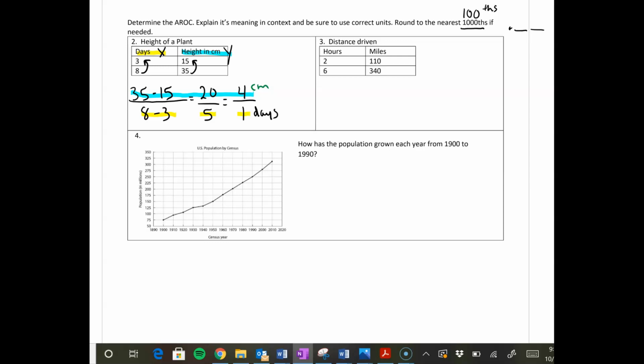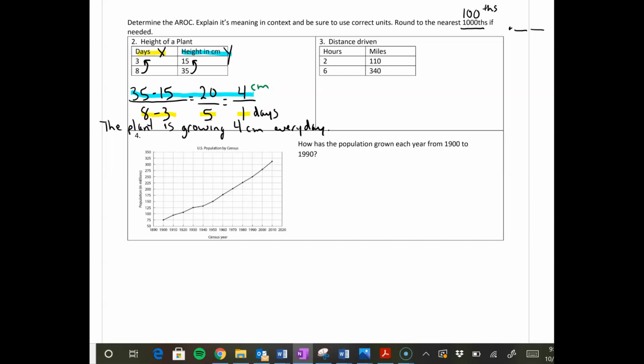And so now I'm going to explain how the plant is changing in height. And this isn't the only way you can do it, but for instance, I'll just say the plant is growing, and I would say 4 centimeters every day. And that's it. Or I could say every day the plant is growing 4 centimeters. So whichever makes more sense for you.